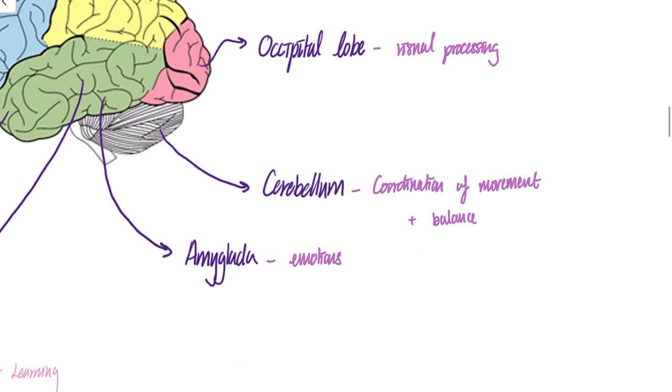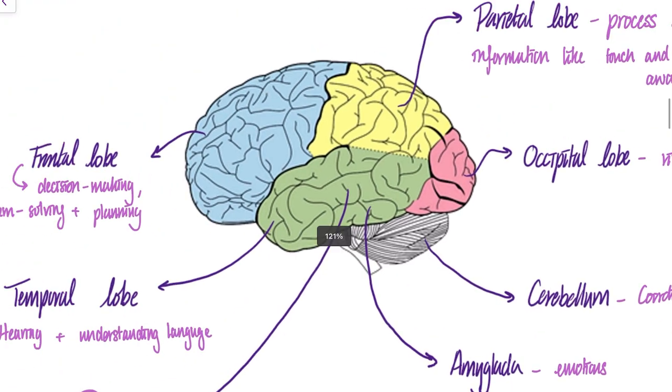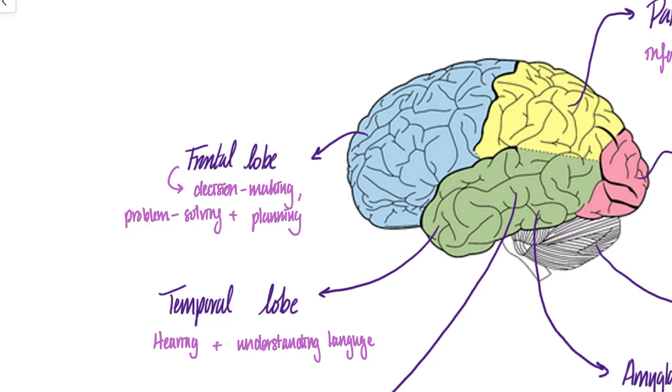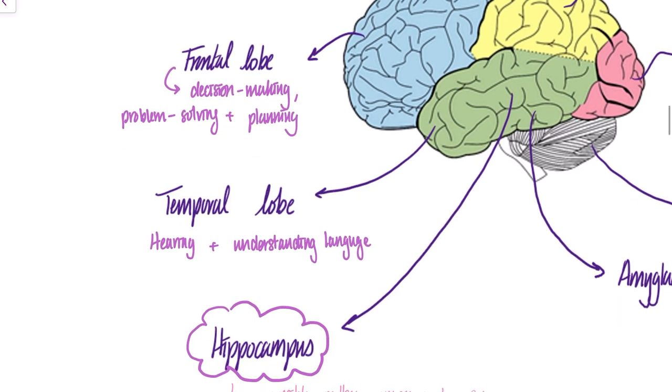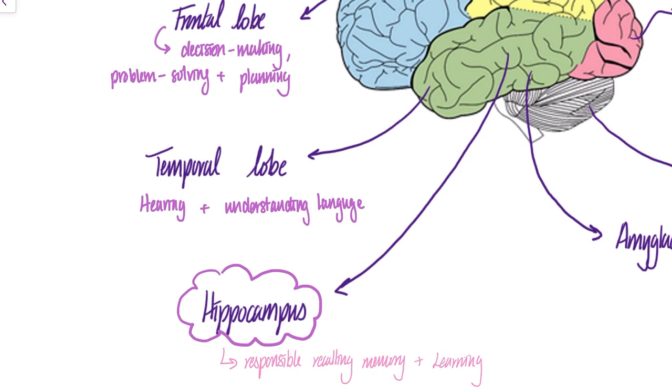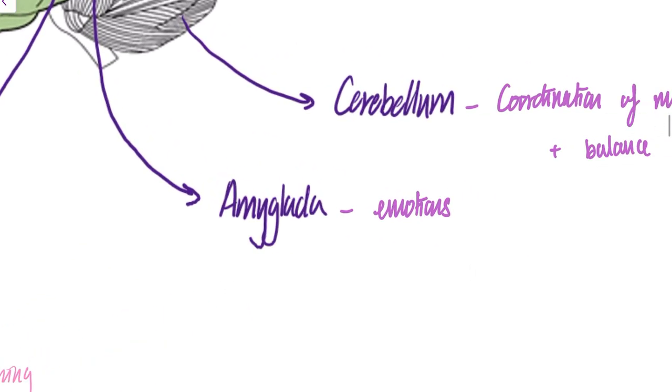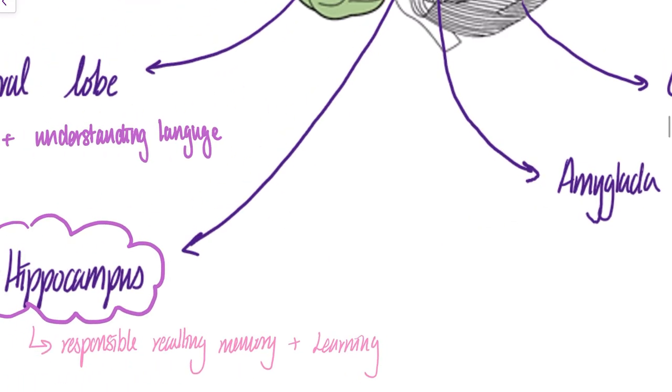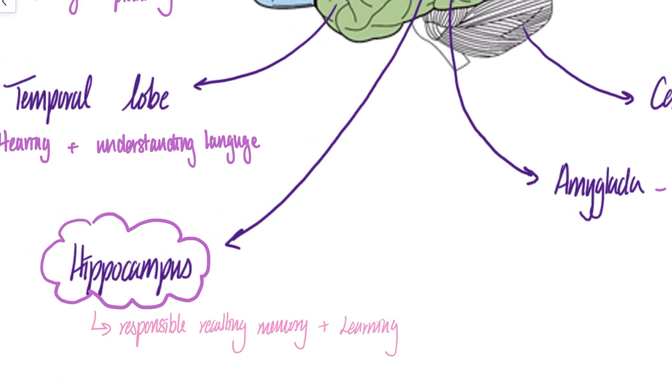The cerebellum is typically referred to as the small brain, and it's important for coordination of movement and balance. Moving on, the frontal lobe is involved in decision-making, problem-solving, and planning. And finally, the temporal lobe is important for hearing and understanding language. Within the temporal lobe, there are two areas. The amygdala plays a key role in emotions, especially fear and pleasure. The other area is called the hippocampus, and it's responsible for recalling memory and learning.